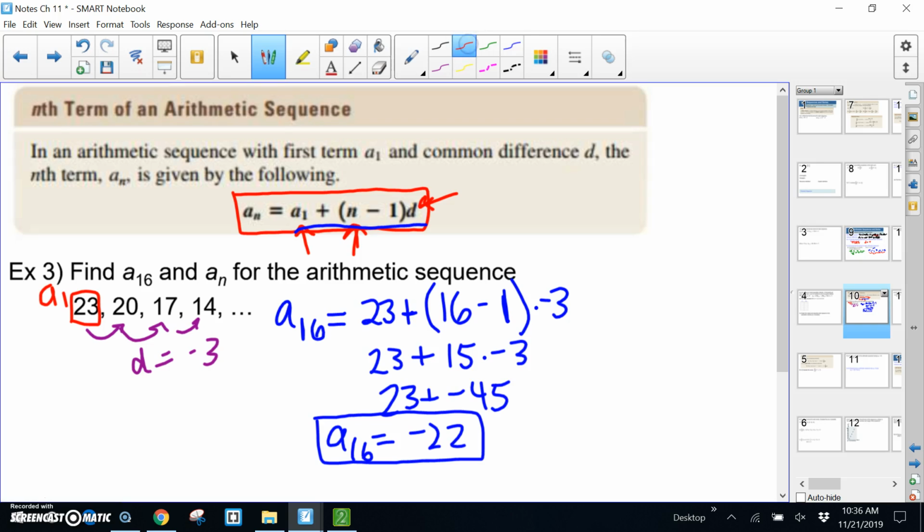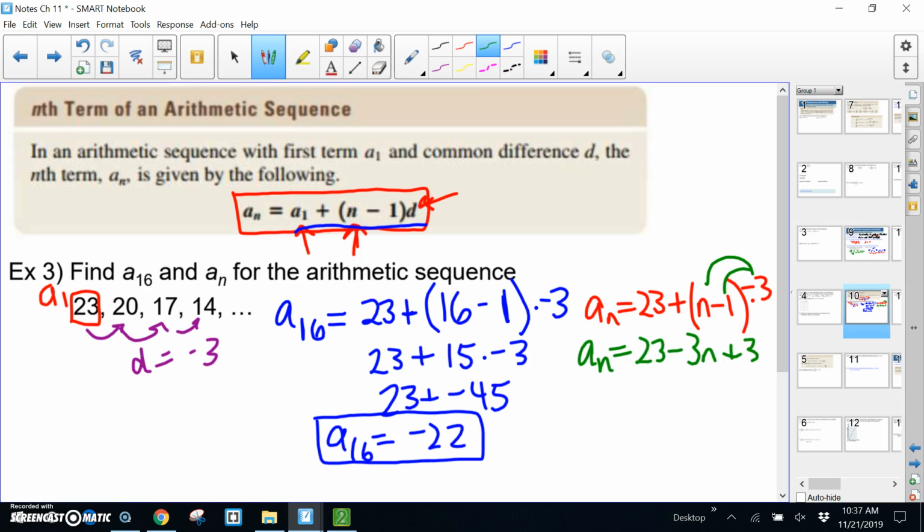Okay, so now let's find a sub n. So we want to start with that first term, 23. But this time n is an unknown, so I'm just going to leave it as n. And of course your d number is still negative 3. So this is going to be an equation. You're going to have an n in it, and that's fine. Let's distribute the negative 3 there. A sub n equals 23 minus 3n plus 3. I see some like terms I can put together. A sub n equals negative 3n plus 26. All right, so you don't get a number, you get an equation.